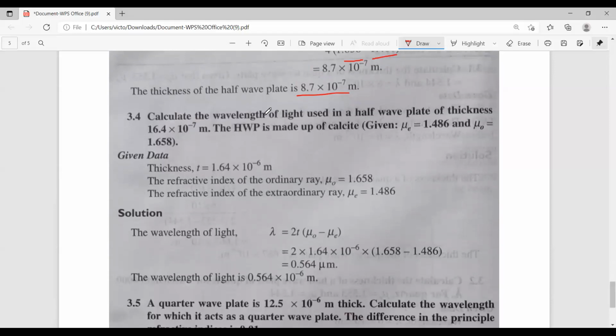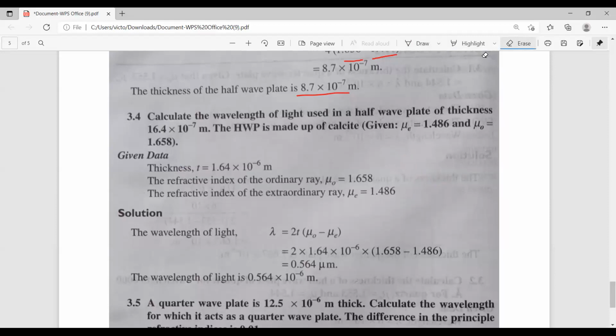And the next problem. Actually, when you calculate the thickness of the half wave plate, which means lambda by 2, then you can easily find the quarter wave plate. Simply, this value is divided by 2.